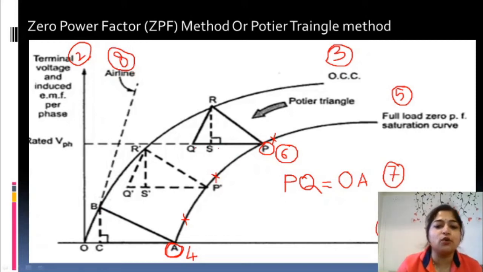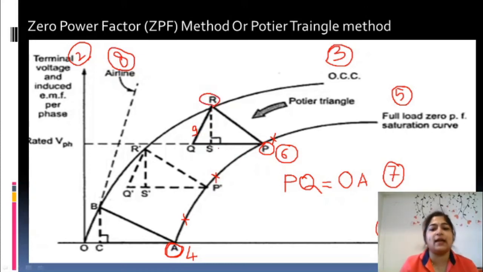And then from this point Q, where PQ equals OA, we will draw a line parallel to the air line. From point Q we will draw a line parallel to the air line, and this will meet OCC at point R. This will be our ninth step.